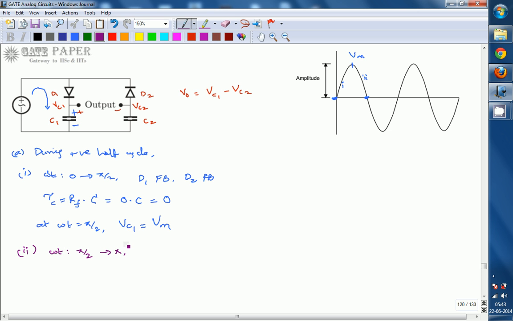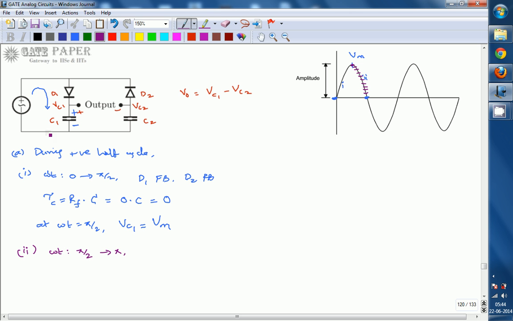During this, the voltage across the diode is now decreasing because V input is decreasing from Vm to 0. So the voltage on the P side of the diode is always less than Vm, because it is now reducing from Vm onwards.